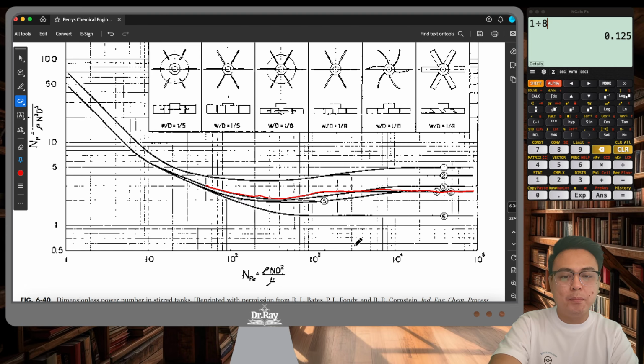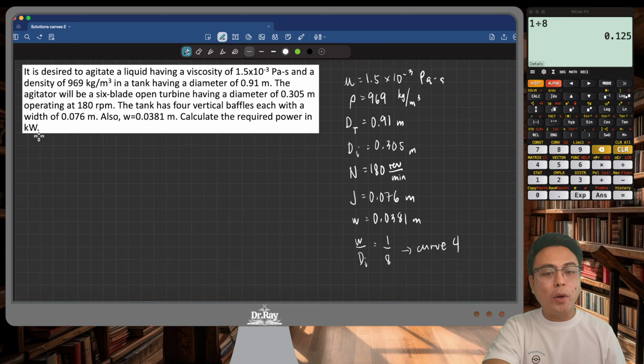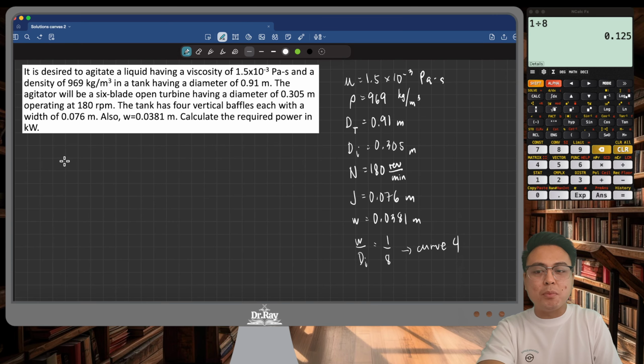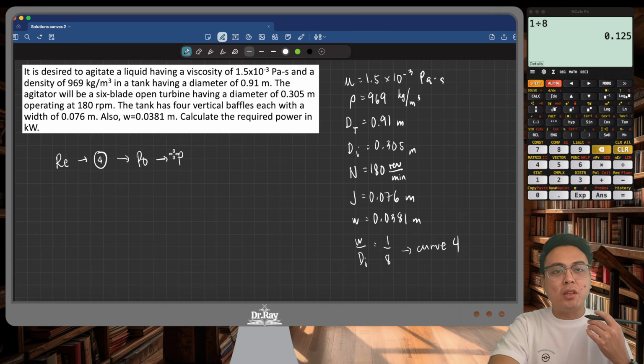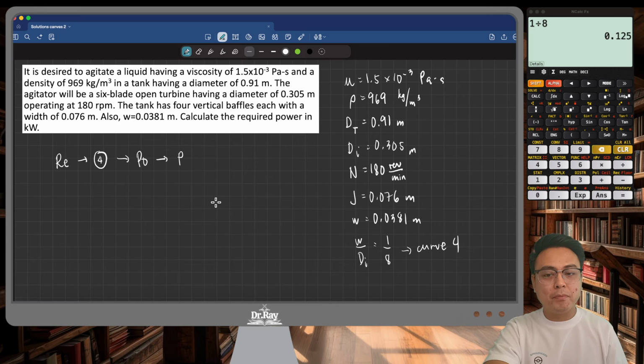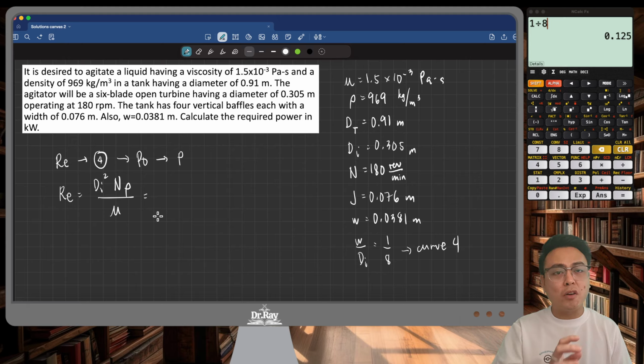Now the problem is asking us to calculate the required power in kilowatts, and how we do that is very simple. Get the Reynolds number, get the curve number, of course it's curve number 4, get the intersection of this, and then get the power number. From the power number, you can estimate the power requirements. Okay, first, Reynolds number. That's impeller diameter squared, impeller speed, density over viscosity. Just be very careful with the units.